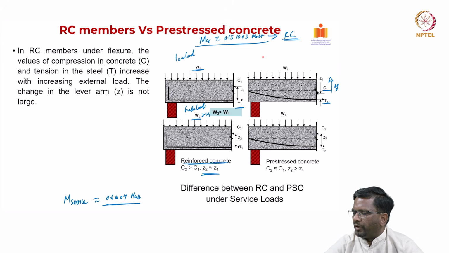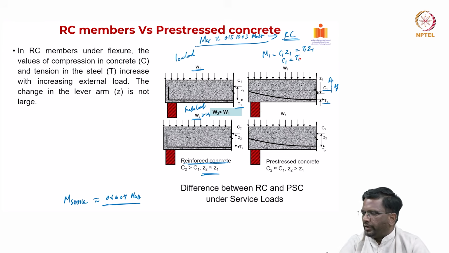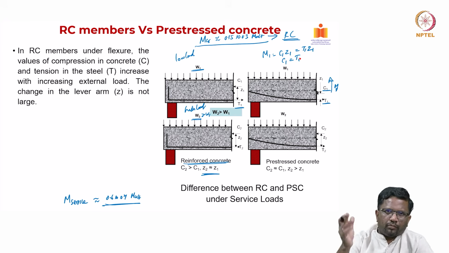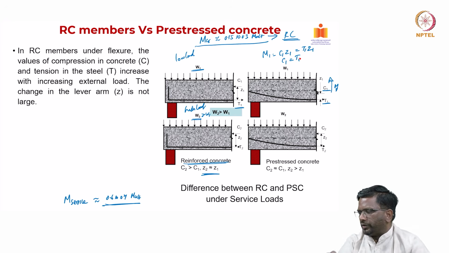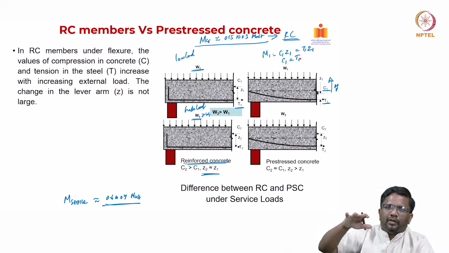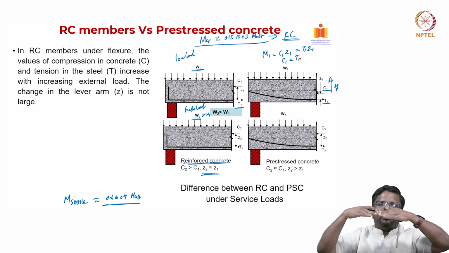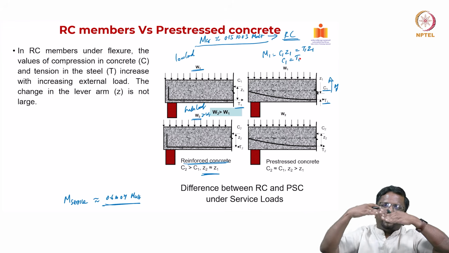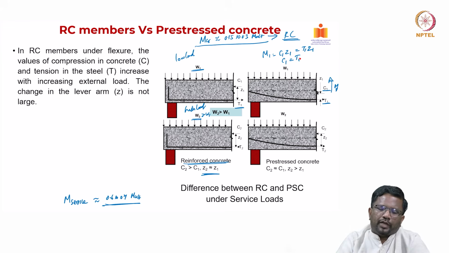And so then for this M1, now I need to get the resistance M1, right? So M1 in this case again is going to be C1 into Z1 is equal to T1 into Z1, and C1 should be equal to T1 from equilibrium conditions, right? So this is a state of SS. In fact, when no external loads are acting, when the self weight is 0, C will be at the level of T. C will keep moving away from T under service loads with increase in loads.